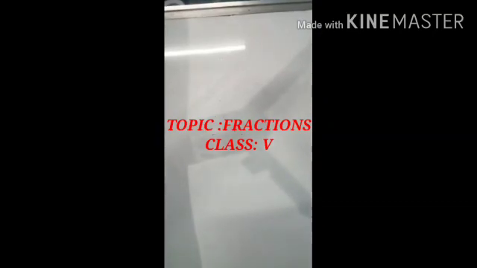Now, in unlike fractions, the denominators are different. The denominators are not same. So what should we do? We will take LCM of the denominators and make the denominators same. Then compare the numerators and decide which one is smaller and which one is greater. Another method of comparing two given unlike fractions is by cross multiplication.